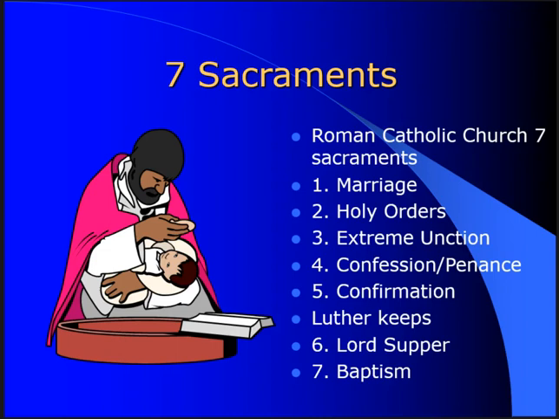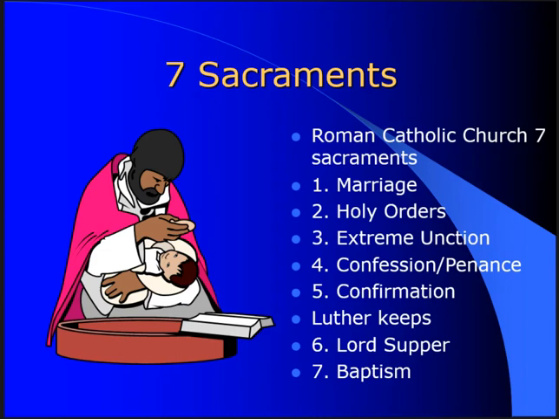And then extreme unction is sometimes called the last rites. This is when somebody is on the deathbed, like you see in a movie. They call in the priest. The priest takes some oil, makes a sign of a cross on the guy's nose and forehead, usually a soldier or something, and then the guy dies. He's taken his last confession. Last rites, then, would only happen once.